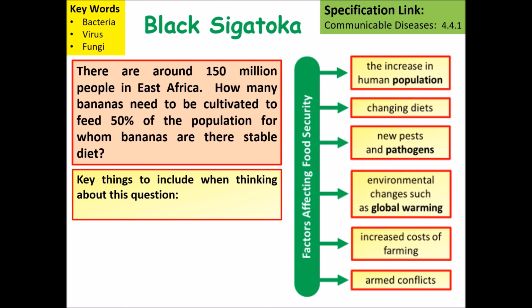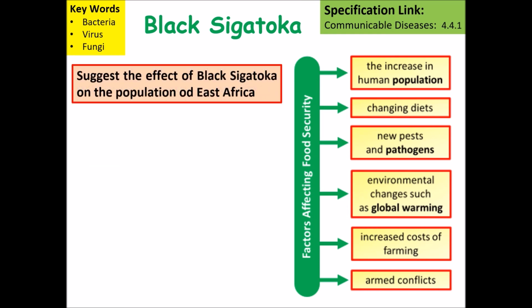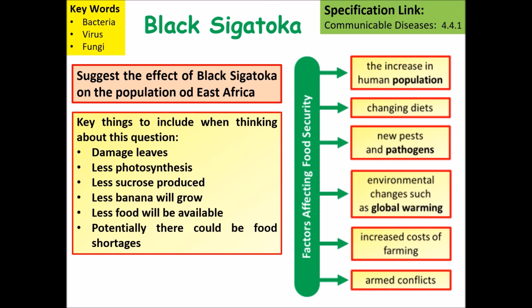In this first question, you need to think about how you're going to calculate that. The easiest thing to do is to look at the data earlier on in the video and then work it out. To suggest the effect of Black Sigatoka on the population of East Africa, key things to think about are that Black Sigatoka damages leaves, so there'll be less photosynthesis, so less sucrose will be produced, which means that fewer bananas will be grown, therefore less food will be available, so potentially there could be food shortages.